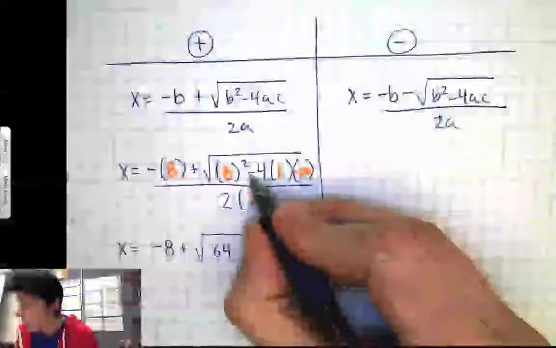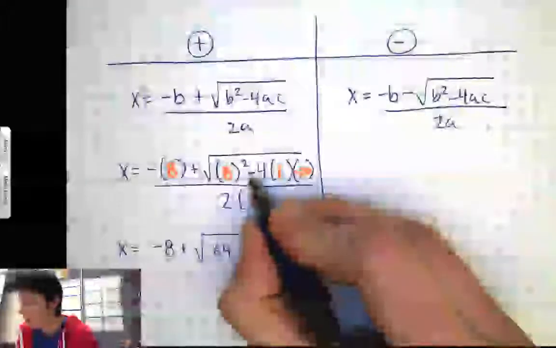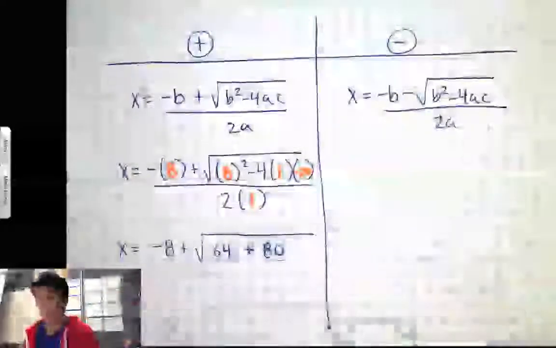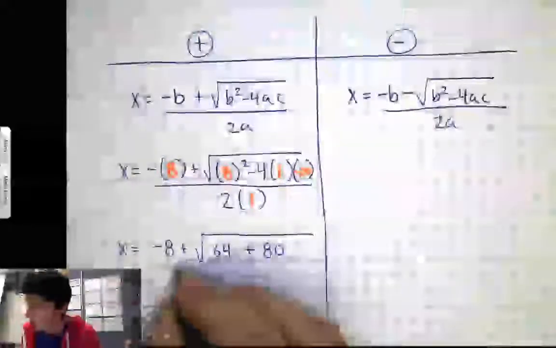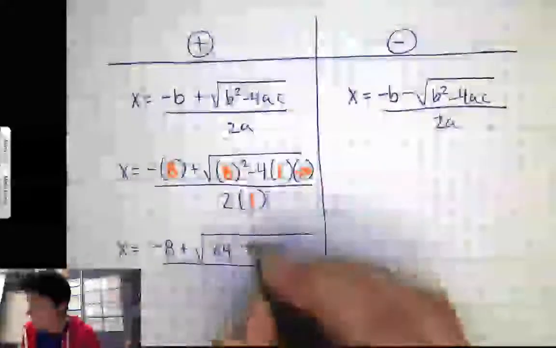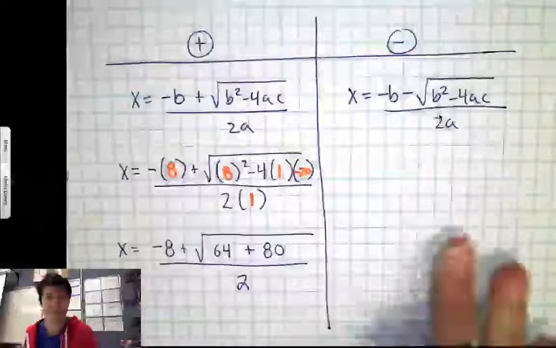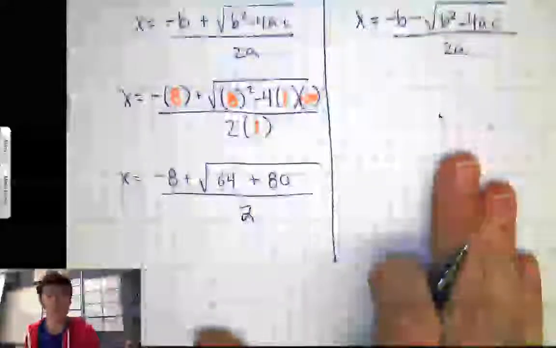And I have a minus times a negative. So a negative times a negative is a positive, 80, plus 80, all over 2 times 1, which is 2. All right. Then I keep on going.